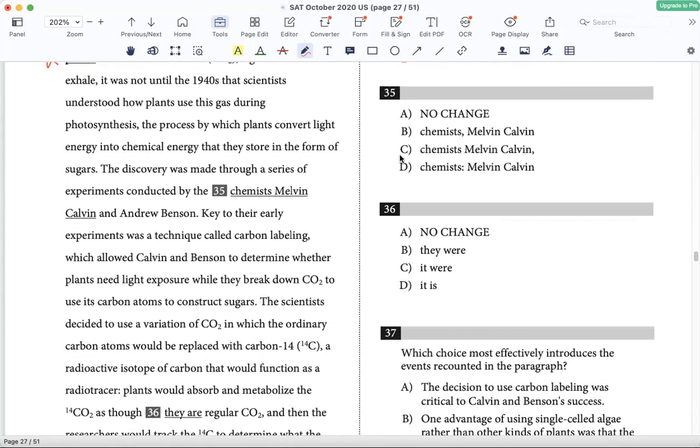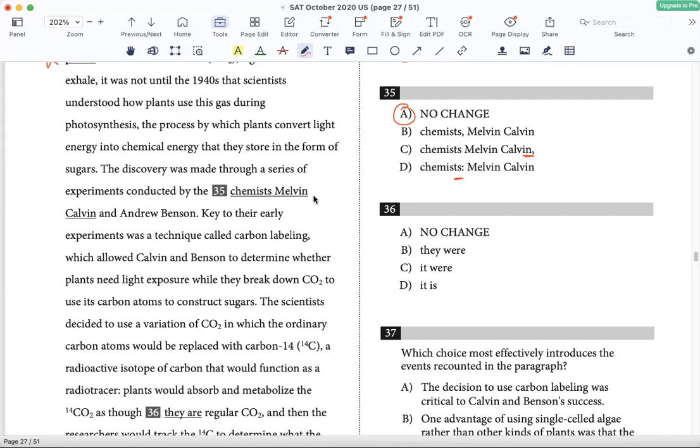sugars. The discovery was made through a series of experiments conducted by the chemists Melvin Calvin and Andrew Benson. Right, so here I am introducing these chemists, right? They are an essential part of the sentence. So I will not use any punctuation here. So A is right. Yeah, I will not put a comma. Definitely a comma after Calvin is not correct. And this colon is also not correct because it's just a continuous statement where I'm introducing them.